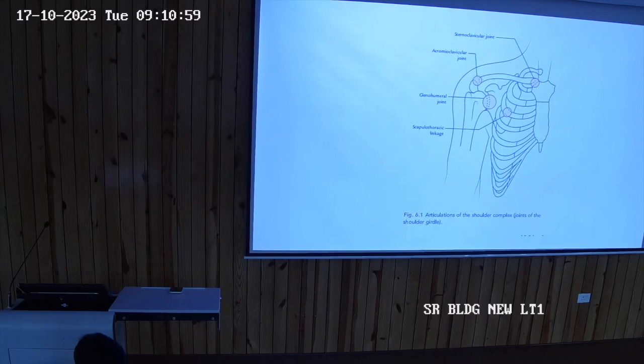Out of these three, the glenohumeral joint is the best example of ball and socket type of joint. Ball and socket type, plain synovial joint, saddle type joint, all these are synovial joints. The synovial joint is further divided into the ball and socket type, plain synovial, saddle type. Acromioclavicular joint is the plain synovial joint, and sternoclavicular joint is saddle type of synovial joint.